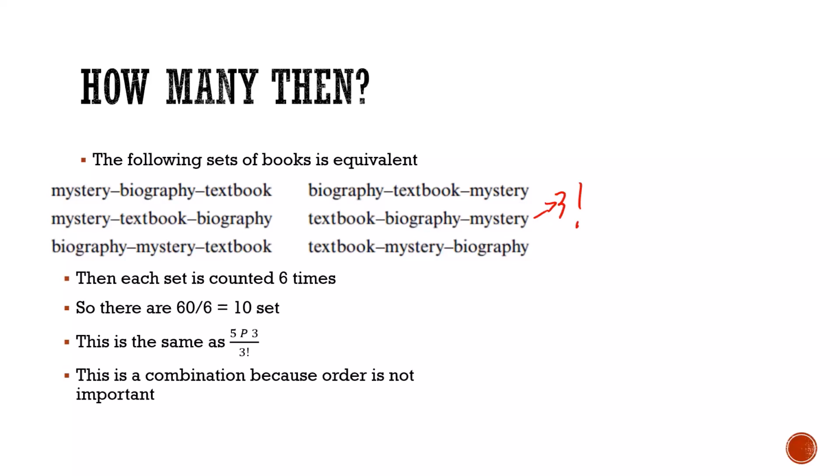A little bit, right? So if I divide that 60 by 6, I get 10 sets of books. So the answer is 10.